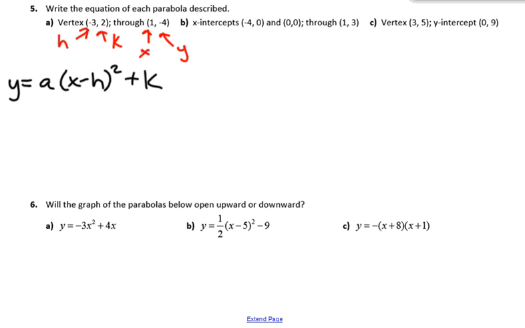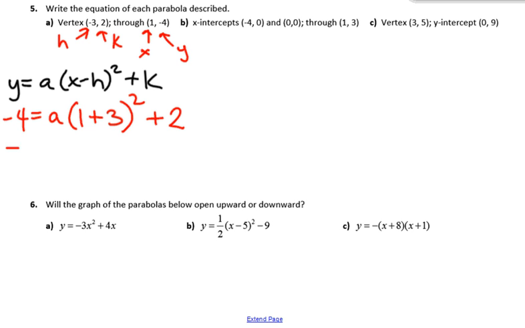Now I'm going to replace everything. So again, we've done this a lot. So now I'm just going to replace everything that I've labeled. So my Y was -4 equals A, I don't have, X is 1 minus H. H is -3, so when I subtract that -3, you're actually going to change that sign to a positive, then squared, then plus my K, which is 2.